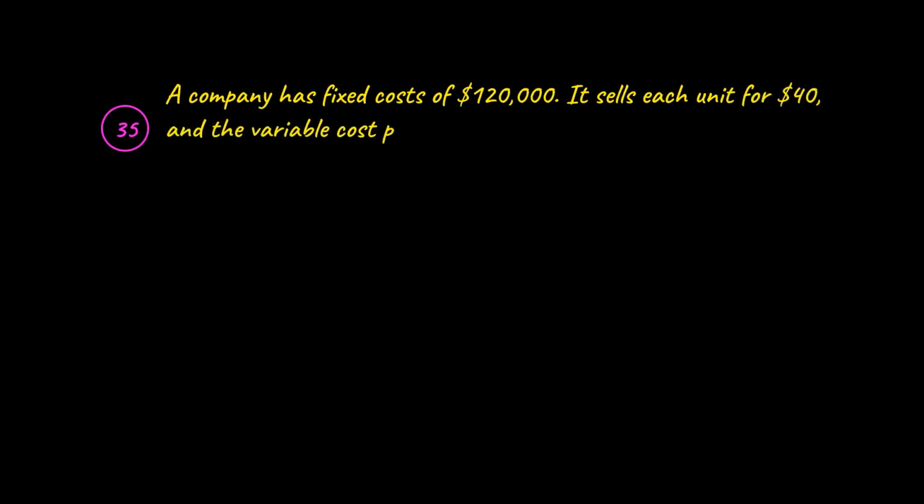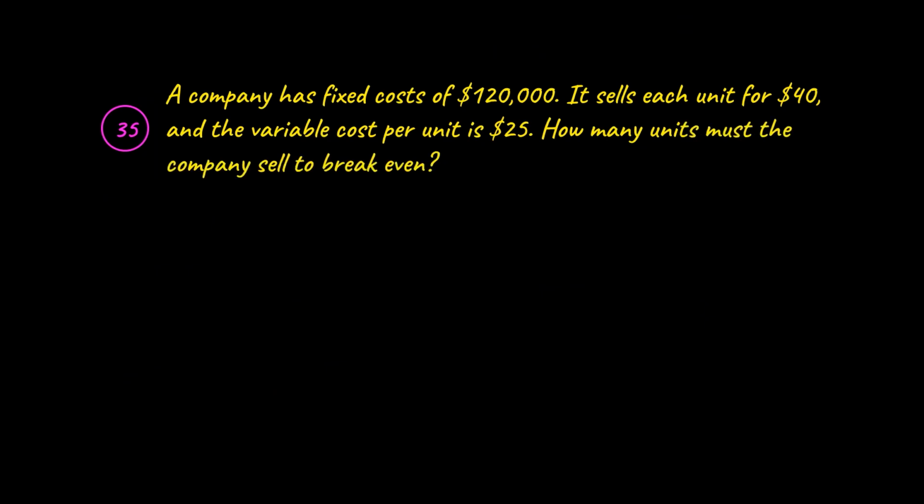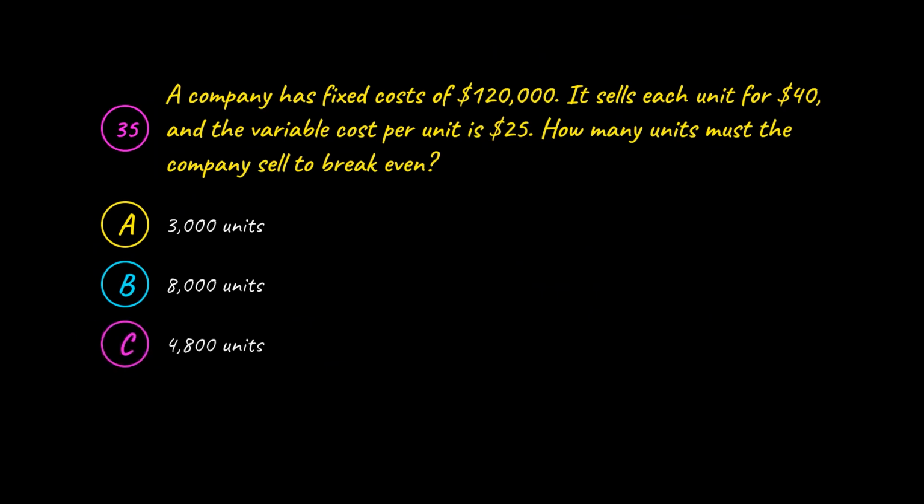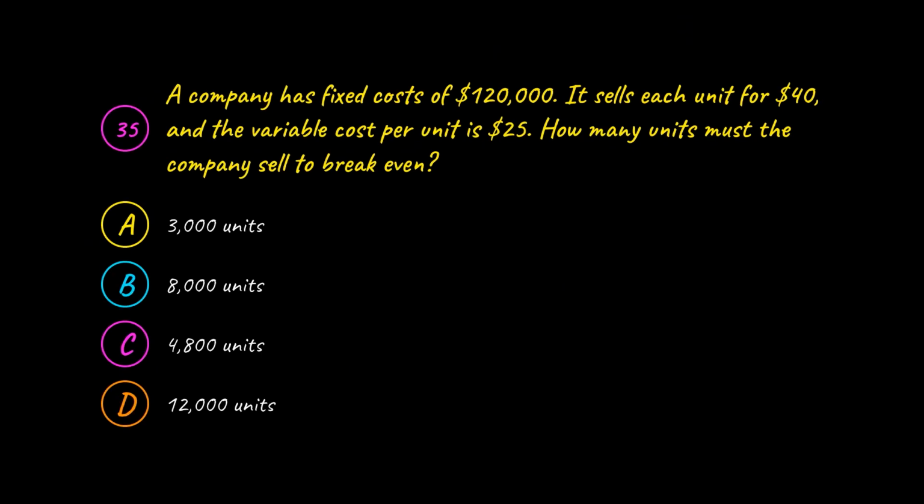Question 35. A company has fixed costs of $120,000. It sells each unit for $40 and the variable cost per unit is $25. How many units must the company sell to break even? Your options are A, 3,000 units, B, 8,000 units, C, 4,800 units, D, 12,000 units. Before I reveal it, which one do you think is right?